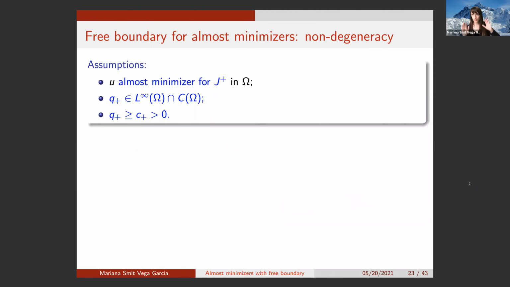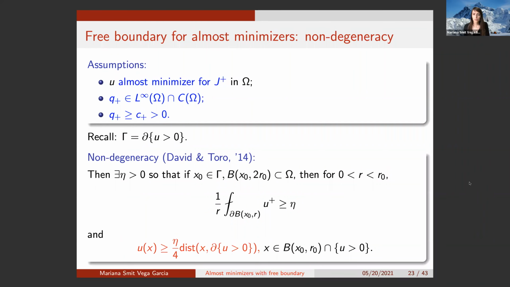With respect to the free boundary, we usually go for the regularity of the minimizers or almost minimizers, and then we discuss the free boundary. Assuming we have an almost minimizer for the one-phase problem with a function q plus that is in L infinity, continuous, and also bounded away from zero, Guy and Tatiana were able to show that you have non-degeneracy. This is usually very important if we think about free boundaries. Many times you want to pick a point on the free boundary. Here the free boundary is the boundary of the set where u is positive.